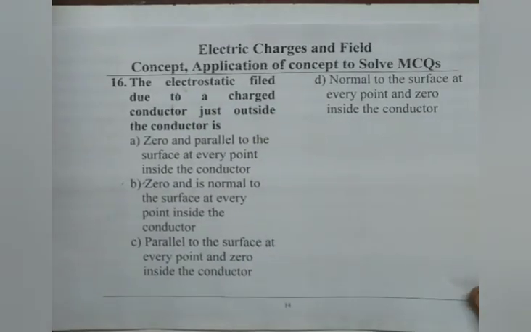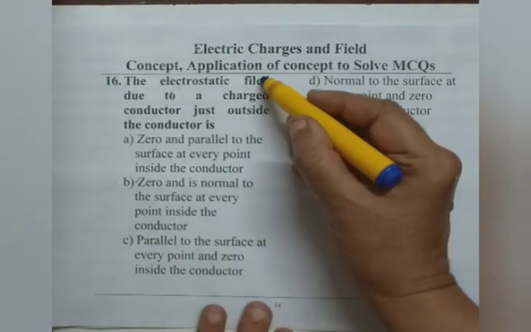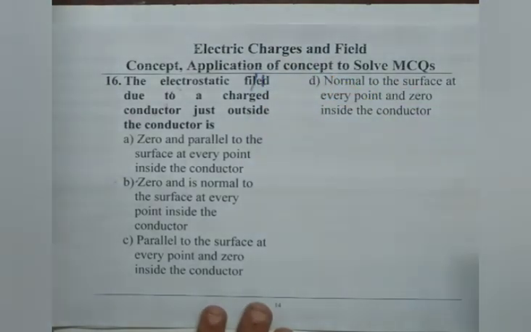We read, the electrostatic field due to a charged conductor just outside the conductor. We read all the four options. We know electric field is always normal to the conducting surface outside, and inside it is zero. This problem is created on that concept.